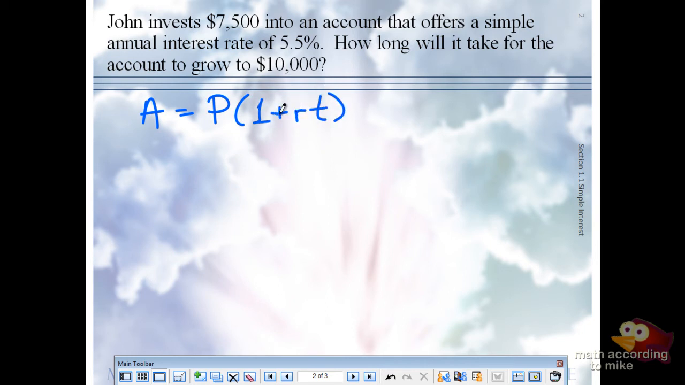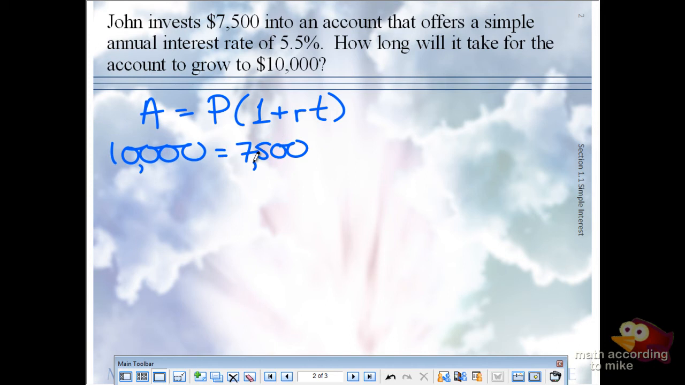By asking how long will it take for the account to grow to 10 grand, what letter are we solving for? Careful. How long? Time. T. We're going to solve for T. So that means we should know our A. What's the amount at the end? A, 10,000. What's the amount in the beginning? P. You could just give that money to me. That's fine.